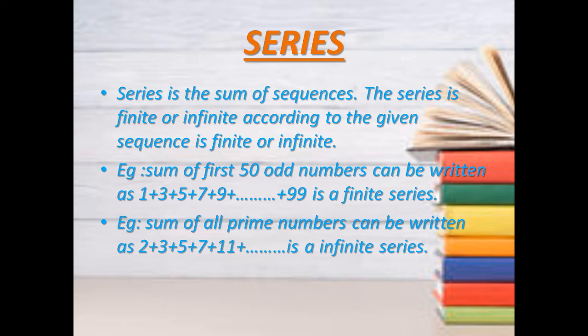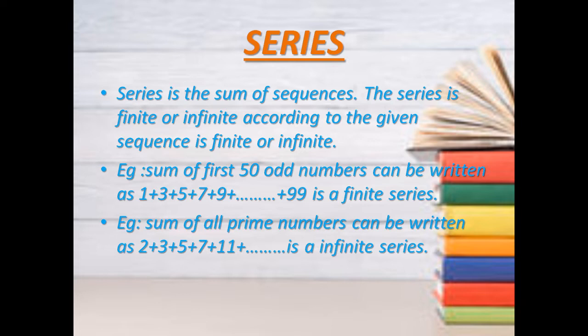Let us take some examples for infinite and finite series. First example, sum of the first 50 odd numbers. This can be written as 1 plus 3 plus 5 plus 7 plus 9 and so on up to plus... The 50th odd number will be 99. Therefore, the obtained series is 1 plus 3 plus 5 plus 7 plus 9 and so on up to plus 99. This series is a finite series because there is a finite number of elements.